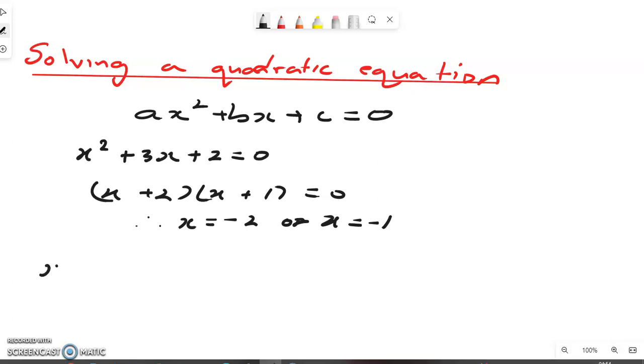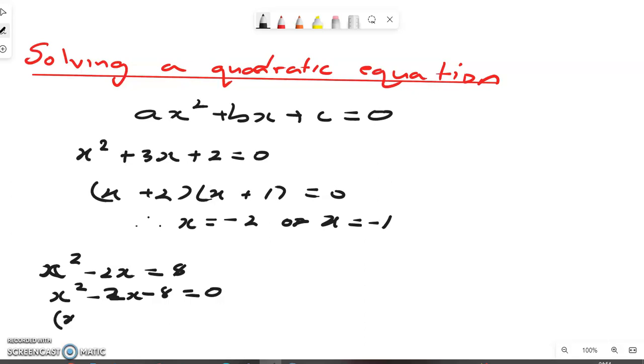Let us say we are given something like x squared minus 2x is equals to 8. So the first thing we must do, we must write this in a standard form. So it's x squared minus 2x minus 8 is equals to 0. We write standard form, leaving 0 on the right side. Then it means we are ready to factorize.